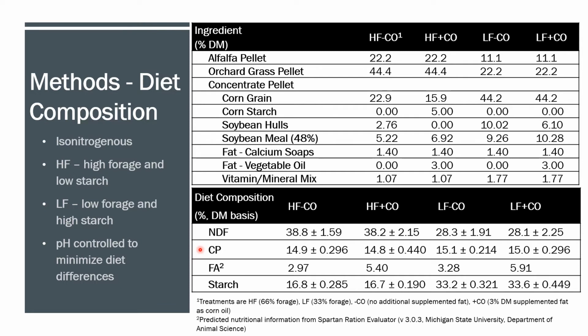The reason that we performed this experiment in dual flow continuous cultures is we were able to maintain the pH to minimize diet differences, even though we were feeding a very high forage diet versus a very low forage diet to these fermenters. So across all these diets, pHs were maintained to remain the same, so that we were looking at branched-chain VFA usage with dietary conditions changing and not with the pH effect changing.